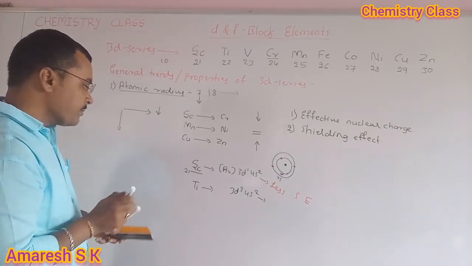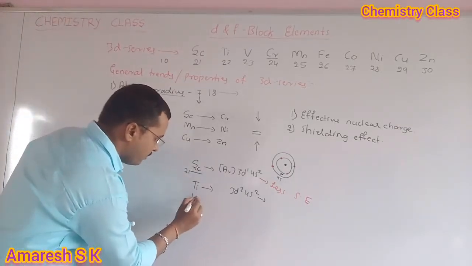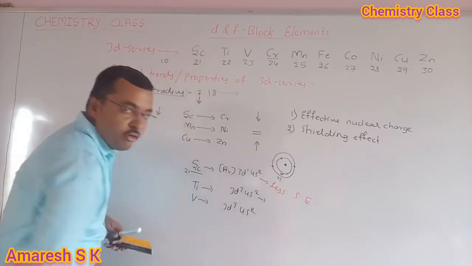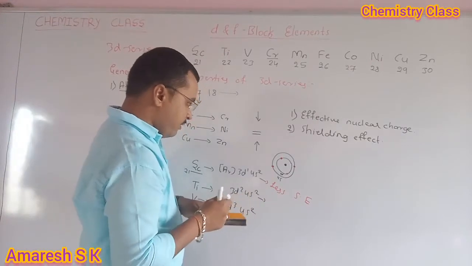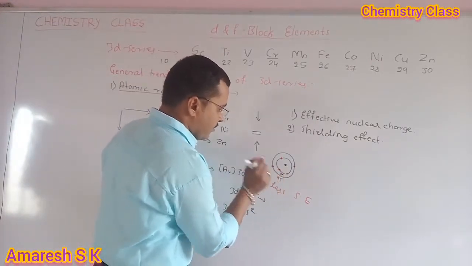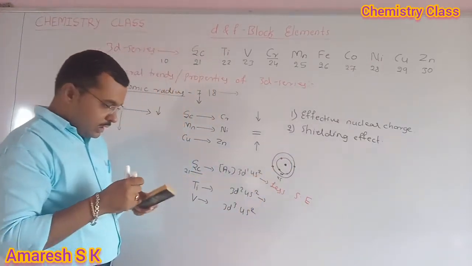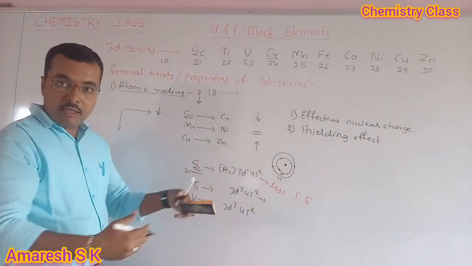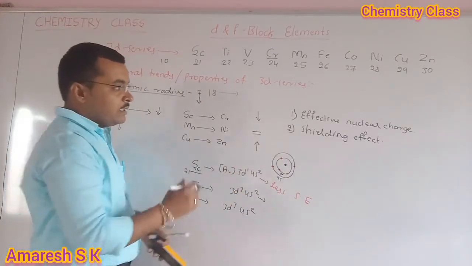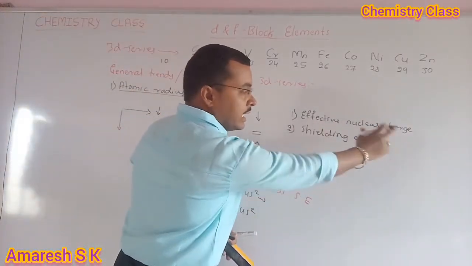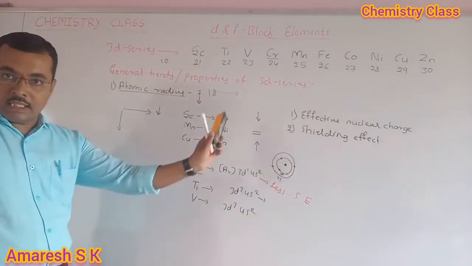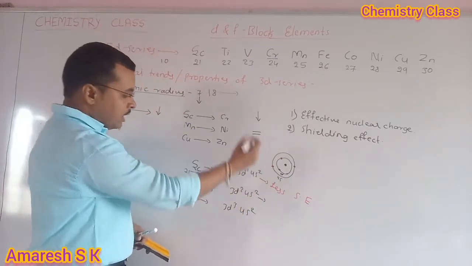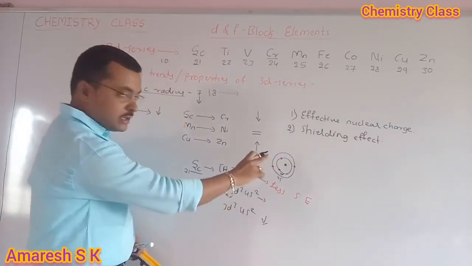Next, for vanadium, 3d3 4s2, another electron comes into the 3d atomic orbital. This will shield more. It means there is a more shielding effect. As a result, there is a decrease in the effective nuclear charge and an increase in the shielding effect. Then also there is a decrease in the atomic size.